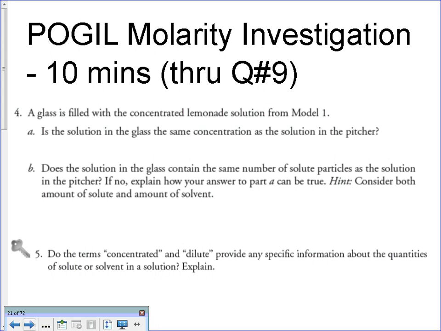Away. Okay, so a glass filled with the concentrated lemonade solution from Model 1. Is the solution in the glass the same concentration as the solution in the pitcher? Yes or no? So this is the lemonade that's poured from the pitcher into the glass. Do they taste the same, do you think? So is the concentration of lemonade the same? Yes. Why does it matter that it's in a smaller container? It's the same solution concentration. If not, we'd have a really hard time refilling our glasses at a restaurant. Be like, okay, let me get it exactly right for you, right? Because then a waiter and waitress would never get it right.